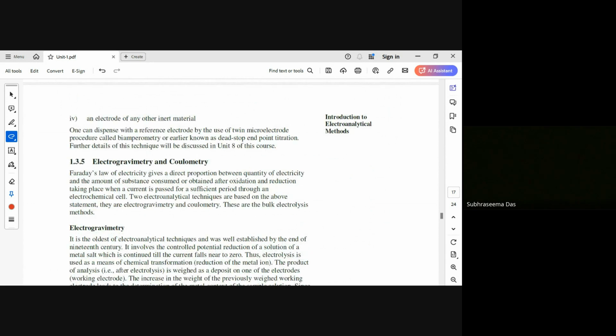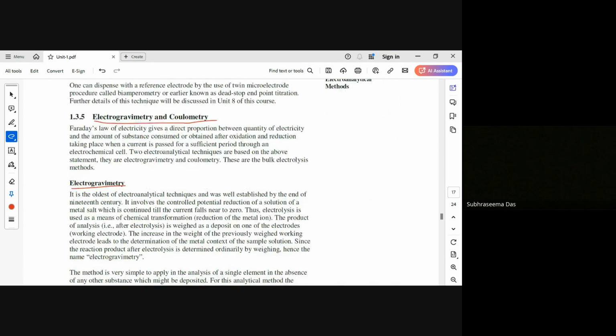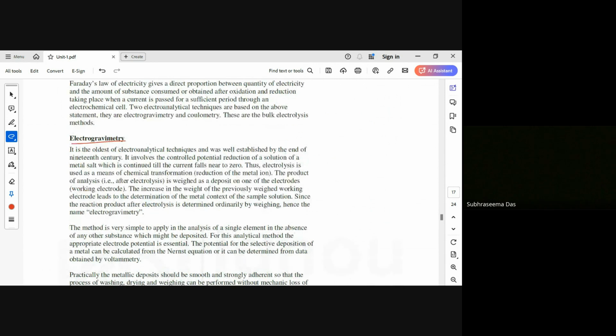Okay, so after amperometry we have other electroanalytical techniques, that is electrogravimetry and coulometry. First we'll start with electrogravimetry. Whenever we have the word gravimetry, it indicates the use of weight. So gravimetry means the weight measured before and after electrolysis. In electrogravimetry, it indicates the amount of the reactant and the amount of the product that changed during the electrochemical reaction. So it is one of the oldest forms of electroanalytical techniques. Electrolysis here is used as a means of transformation. During electrolysis, the weight deposited on one of the electrodes, either increasing or decreasing, gives a measure of the electrogravimetry.